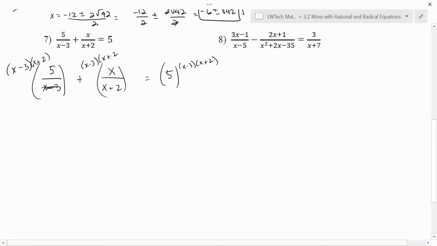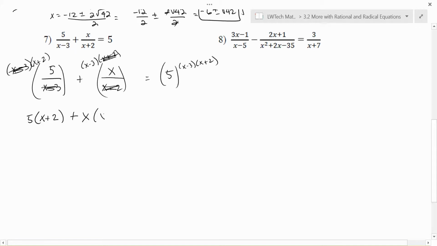In the first fraction, my x minus 3's cancel out, and I'm left with 5 times x plus 2. Anytime that you're multiplying by something where there's a plus or a minus in it, always use parentheses so you can remember to distribute things appropriately. When I get to the next one here, the x plus 2's are going to cancel out nicely. I'm still left with an x minus 3 as well as the x that's there.